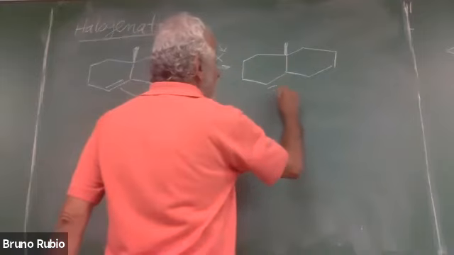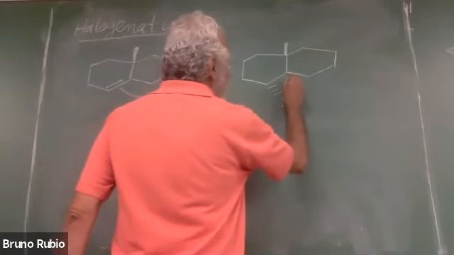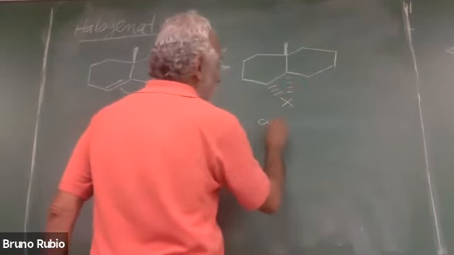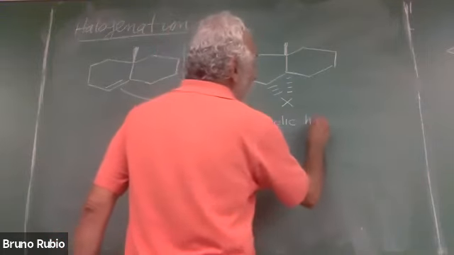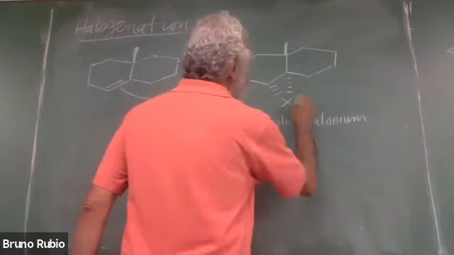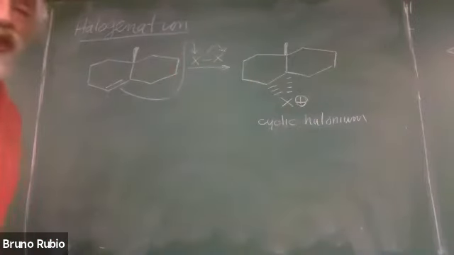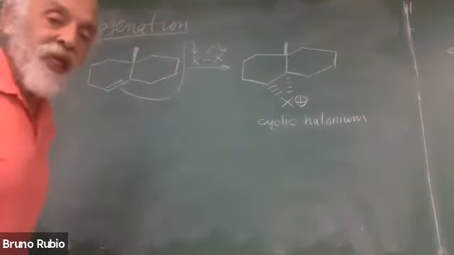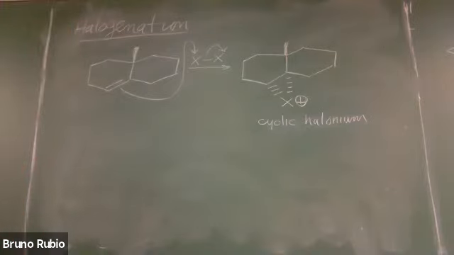We don't get a carbocation. What we get is this cyclic halogen cation on the less hindered side of the original alkene. It's cyclic because it's a three-membered ring. It's halonium because the positive charge is on the halogen atom.